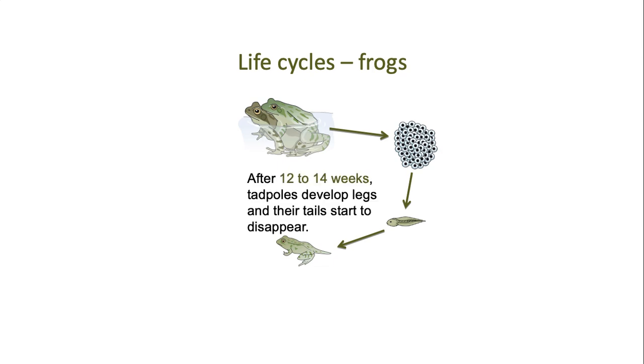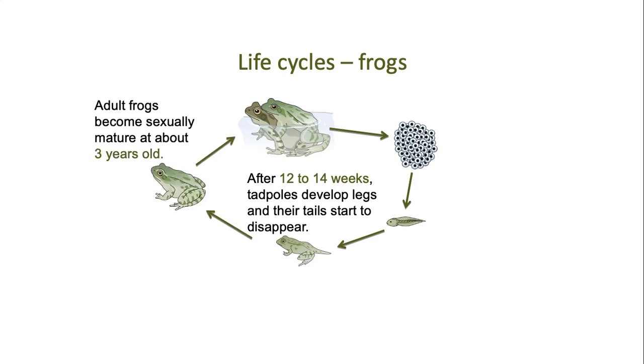And then at 12 to 14 weeks, tadpoles develop legs and their tails start to disappear. And then adult frogs become sexually mature at about 3 years old. So it's still quite a long time from development, but obviously it's much shorter than it takes for humans. We take at least 16 years to become sexually mature.